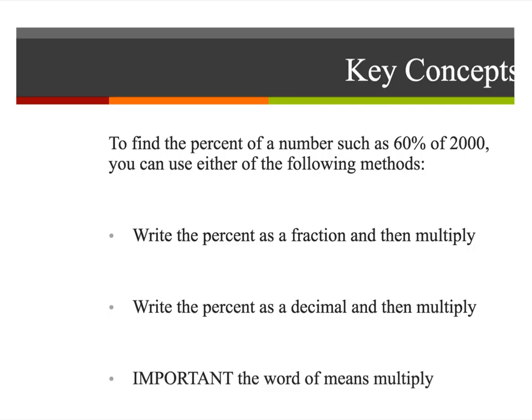To find the percents of a number, such as 60% of 2,000, there's two ways to do it. One, first you write the percent as a fraction and then you multiply. Or two, you write the percent as a decimal and then you multiply. The important thing to remember is the word "of" means multiply.